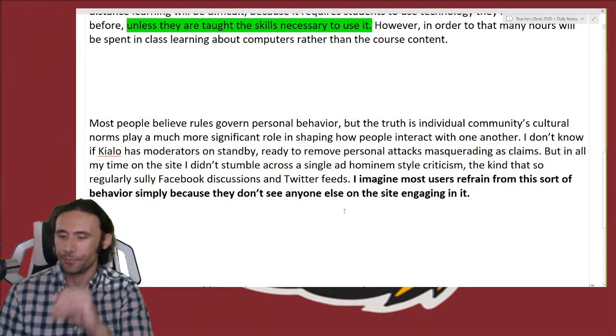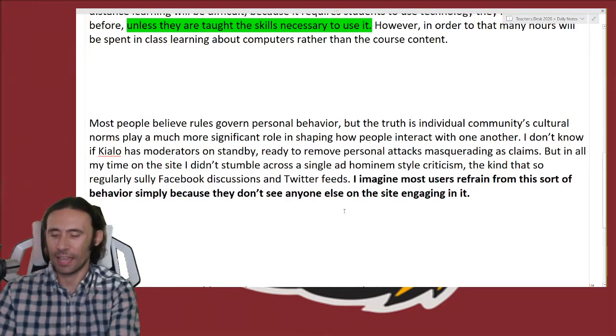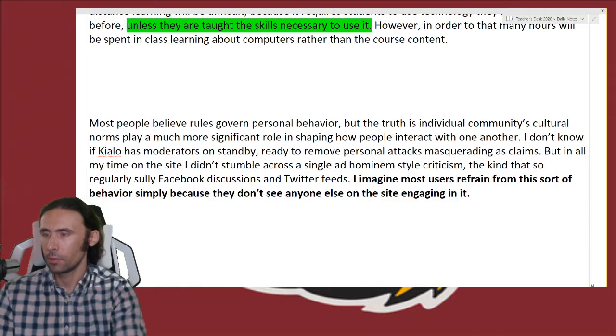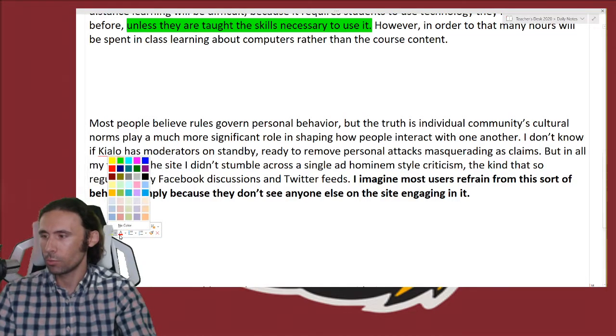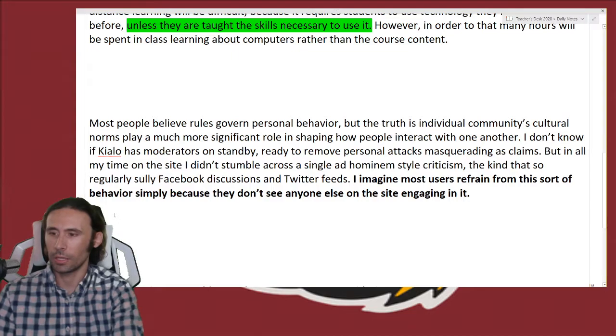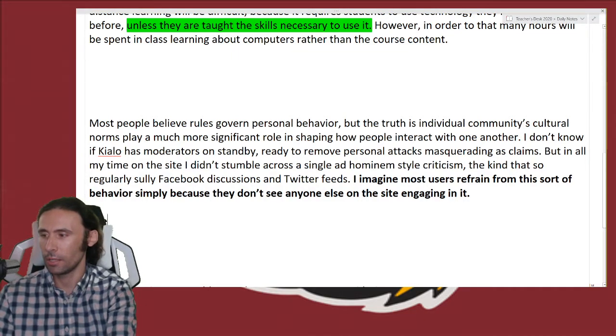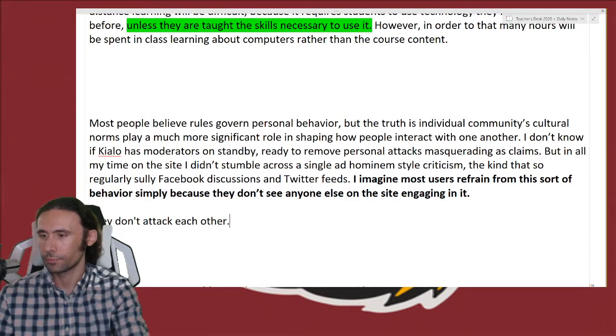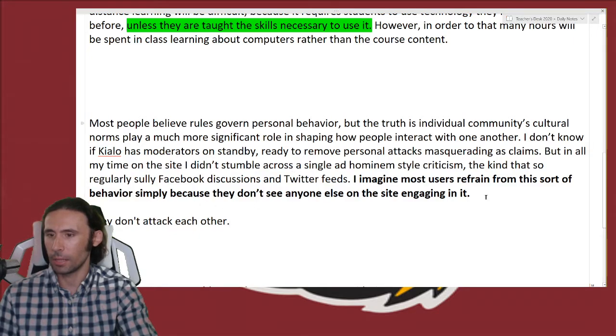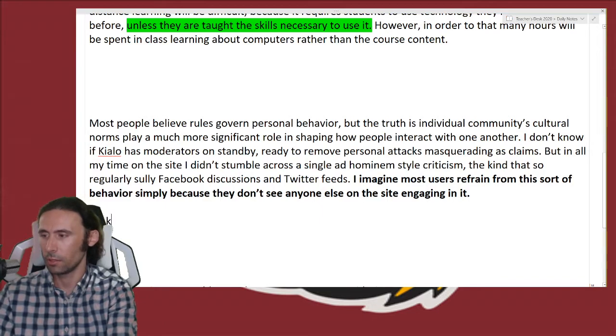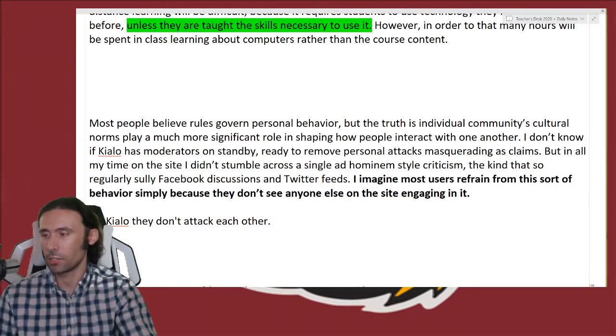So the reason why people don't attack each other is that they don't see other people engaging in it, right? That's kind of the claim here, that on Kialo, they don't attack each other. Right? On Kialo, they don't attack each other. So if I was writing this review myself, they don't attack each other.